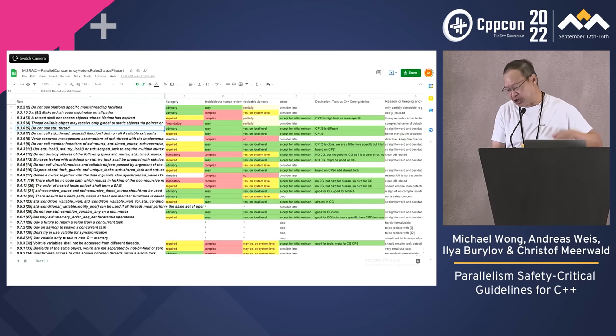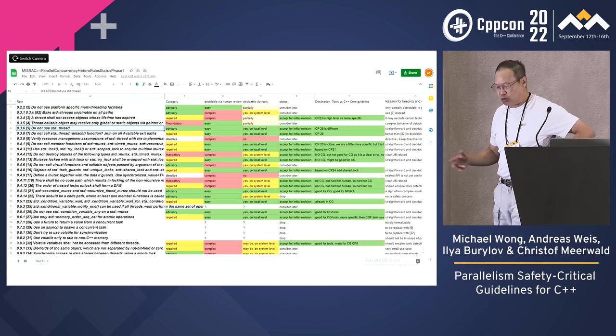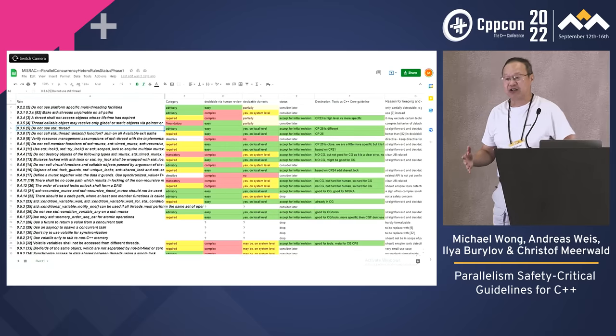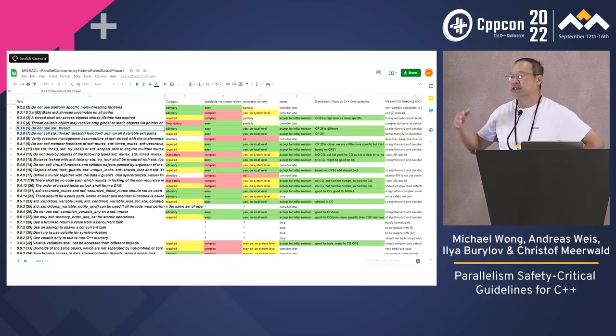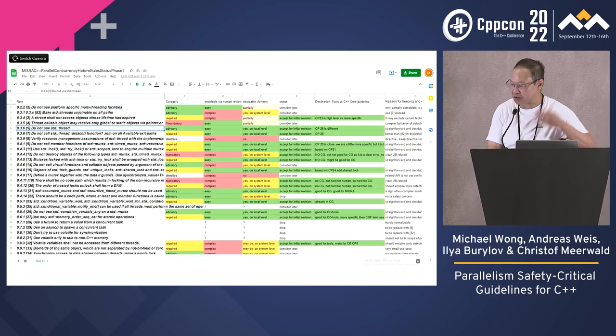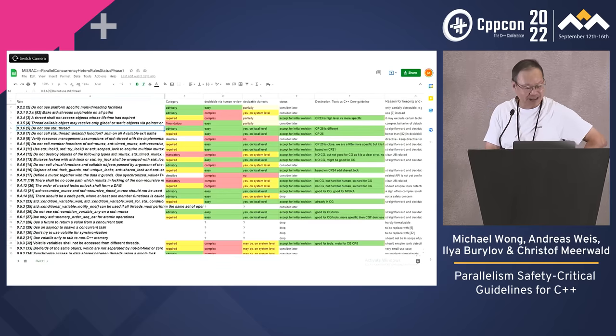And then this is a spreadsheet where we started categorizing which rules we should accept and how easy they are to analyze. Some of the harder rules we decided to put off to the next revision, whereas the simpler rules we could easily accept right away because they were non-controversial. It's just good project management, right? Try not to tackle everything all at once.